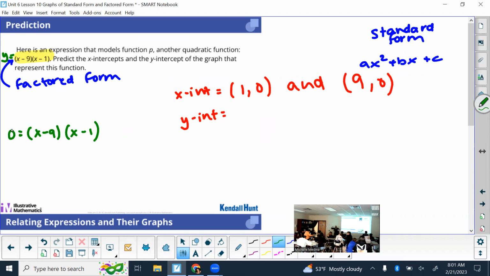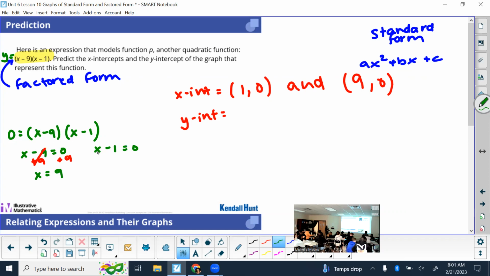Because anything times 0 is 0. So I could essentially set each parentheses equal to 0 and then solve for something that could give me 0 when I plug it in for the x. So then isolate the x. Opposite of subtracting 9 is adding 9. Whatever you do on one side of the equal sign, do to the other side. I get x equals 9, which, look, is one of my x-intercepts.